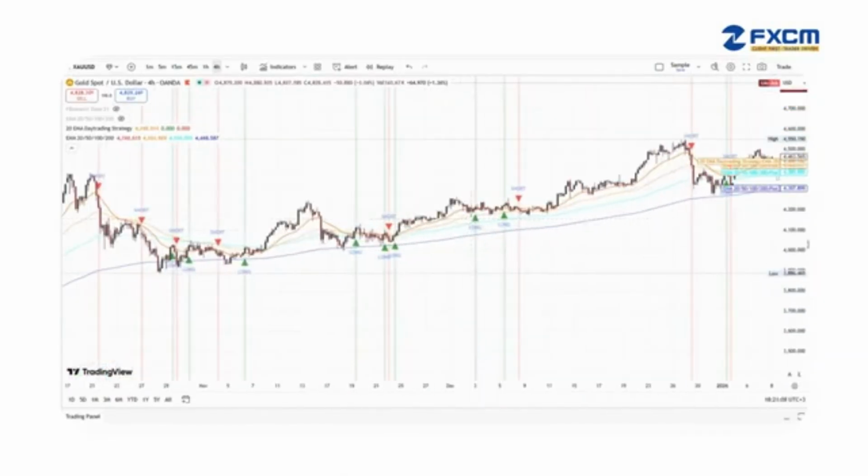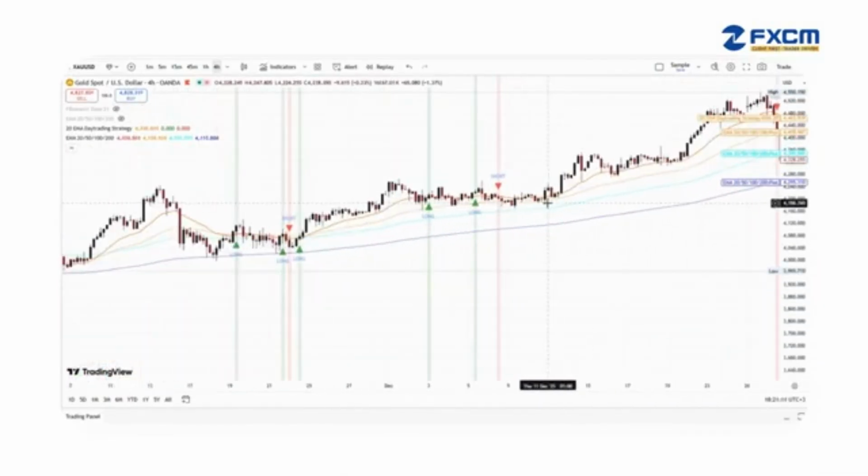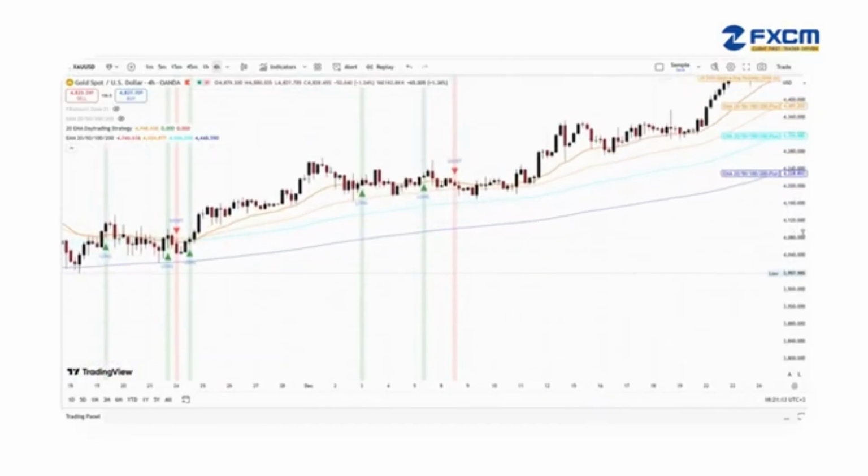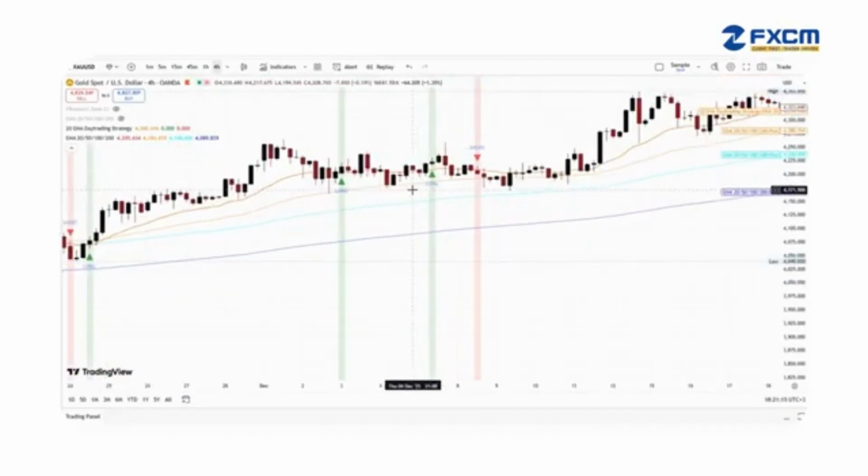The trade: buy near the slower 50 EMA when the price is in the lower half of the range, with the 20 EMA above the 50. Sell near the faster 20 EMA when price is in the upper half, with the 20 EMA below the 50.